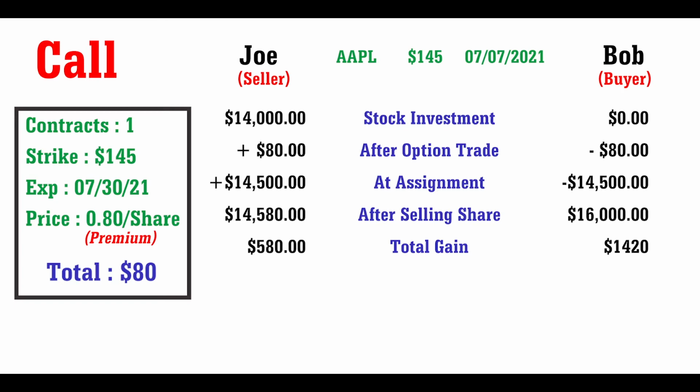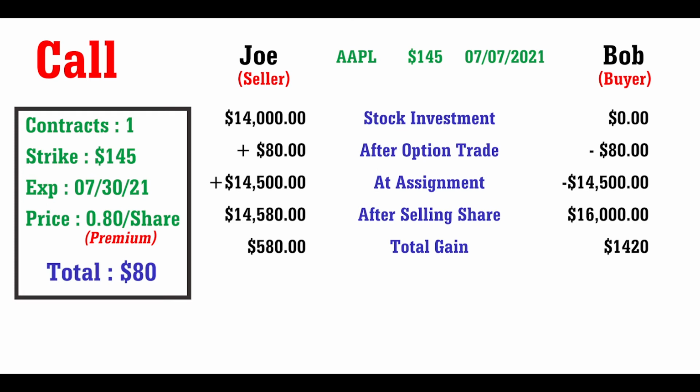There are a few things we can learn from this. First, if you sell the call, you will lose all the upside potential above your strike price. Like Joe, he sold a call at the strike of 145. So if Apple goes to 200 or 300, it doesn't matter, because he will get only $145 for his shares. So when he sold the call, he put a cap on his maximum profit.